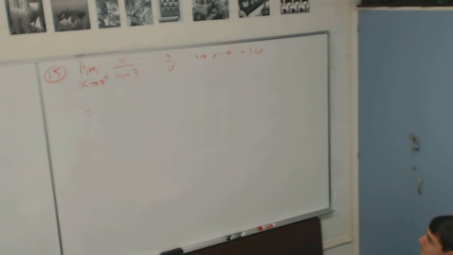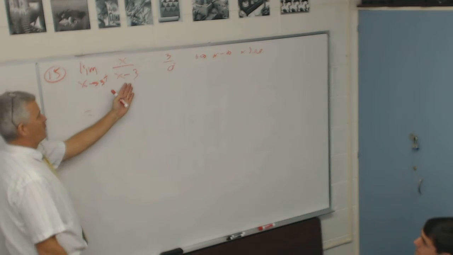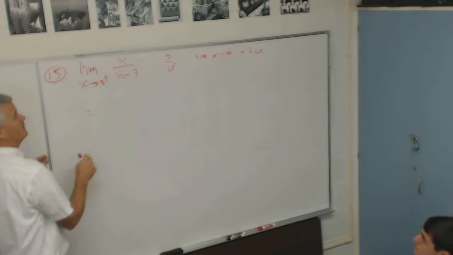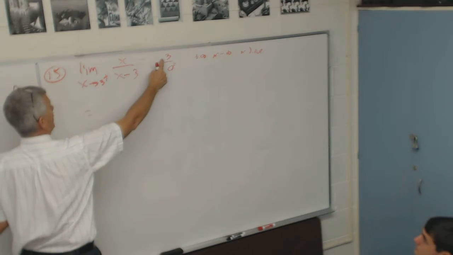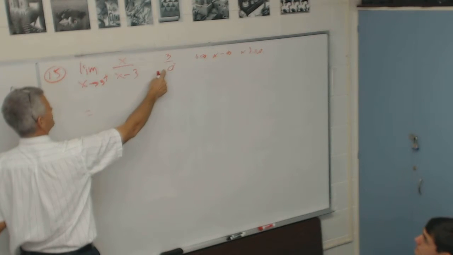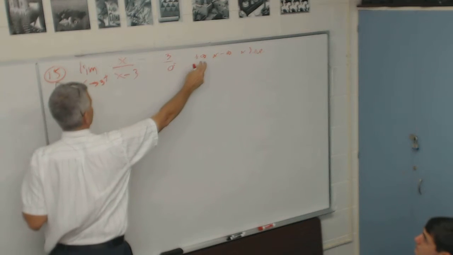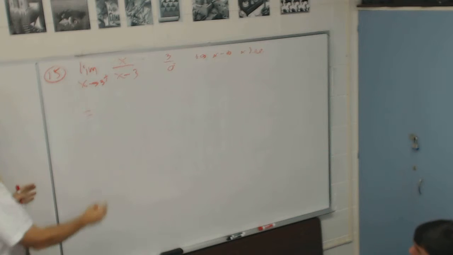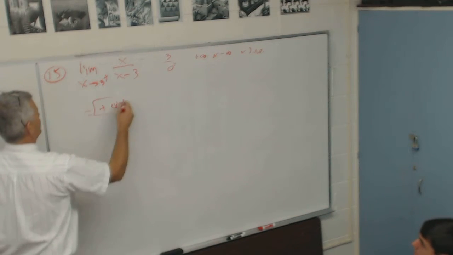So back here, we're approaching 3 from the right. It's like 3.1, 3.01, 3.001. And so what's the answer, Michael? 3, positive 3 divided by a tiny, tiny positive number. Which of these am I going to get? Positive infinity, negative infinity, or could I get both? Positive infinity. That's how we do it.